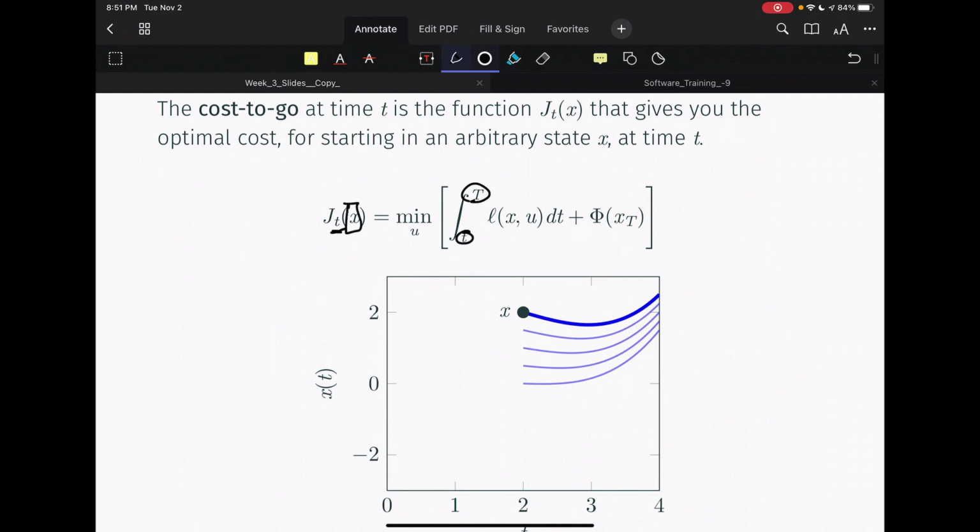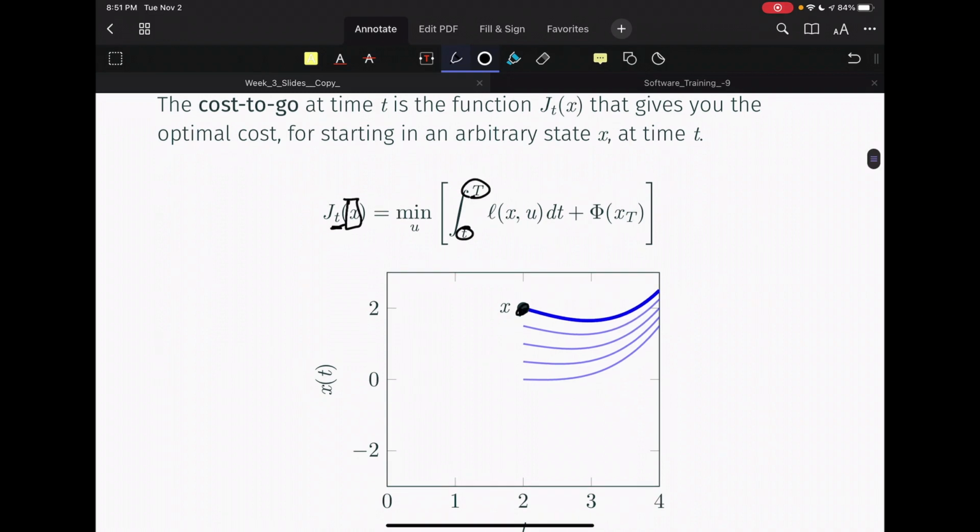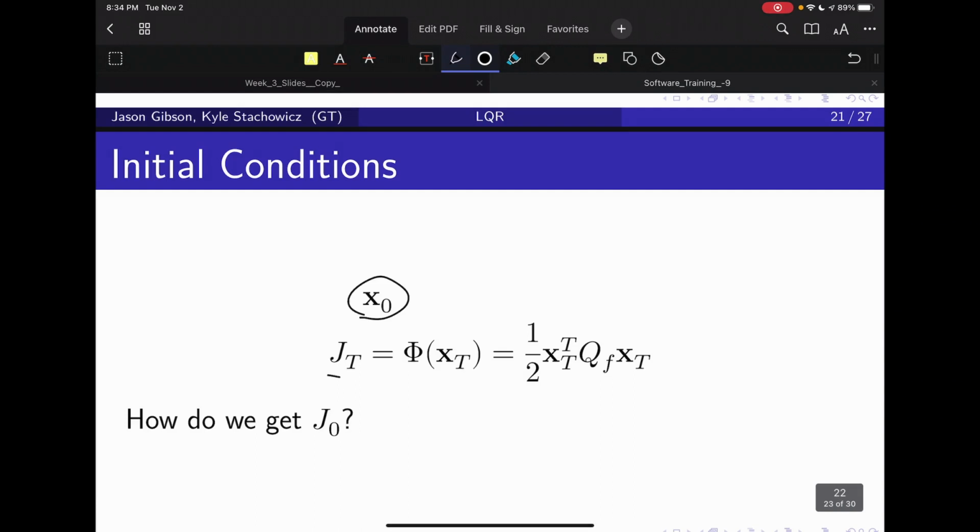This is parameterized based on x, so given a state, I give you a cost to go. So you can evaluate this J at this point, or this point, or this point. And what this should give you is the optimal cost to go from this point on. So we're given some x0, and we have some J of T, which is equal to our phi of x of T. This is our final state, so we know where that's going to be. We can calculate what the value function at that time is.